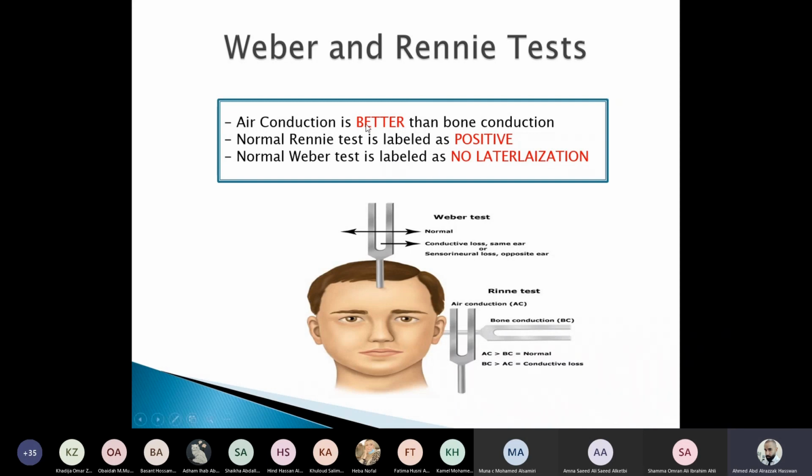This is normally. So we have two tests to examine auditory acuity. And when we do these two tests, we're looking for two main types of hearing loss, whether it's conductive or sensorineural. So guys, what do you mean by conductive hearing loss? Any idea? What is the difference between conductive hearing loss and sensorineural hearing loss?